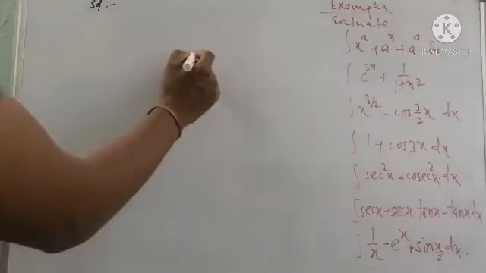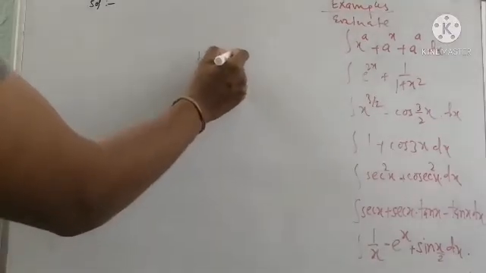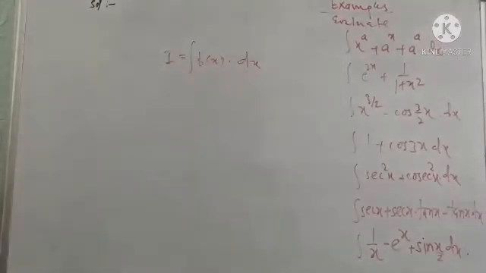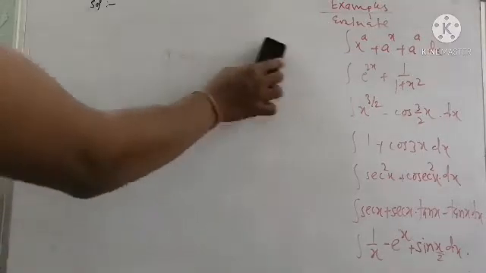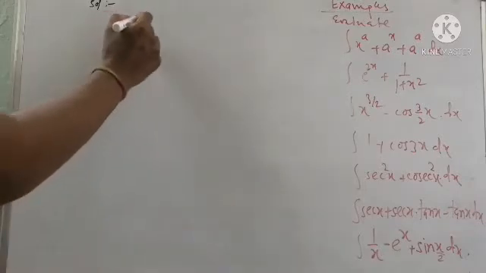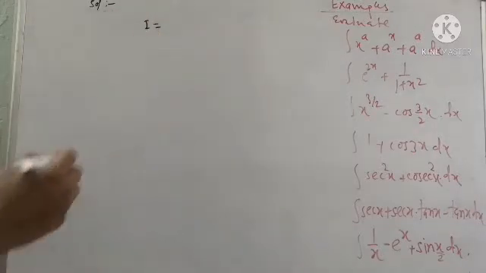The integration of a function of x with respect to x is denoted by I. Here are some examples which we have to solve. Now start with the first example. We have given a function of x which is integrated with respect to x, so in the solution I put this integration as I.